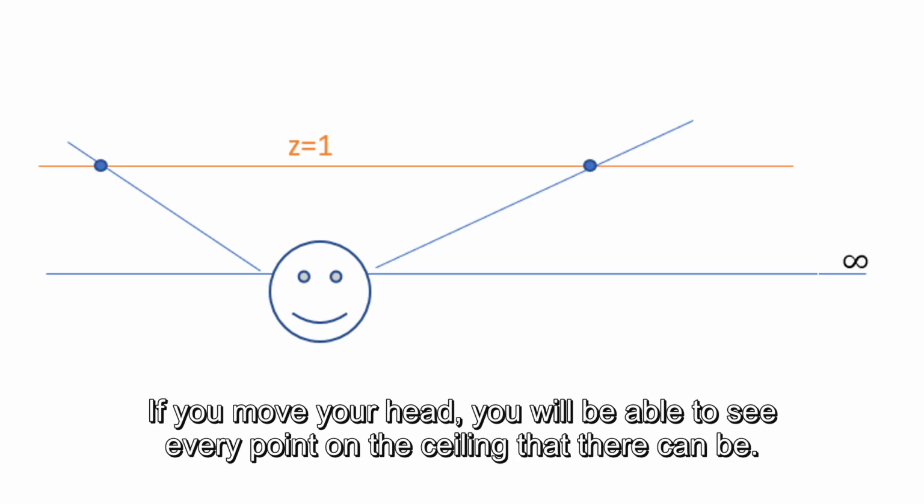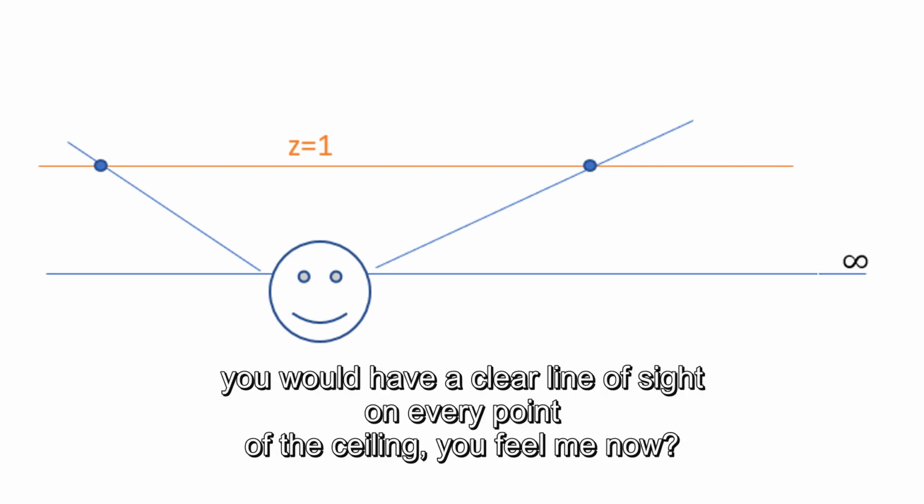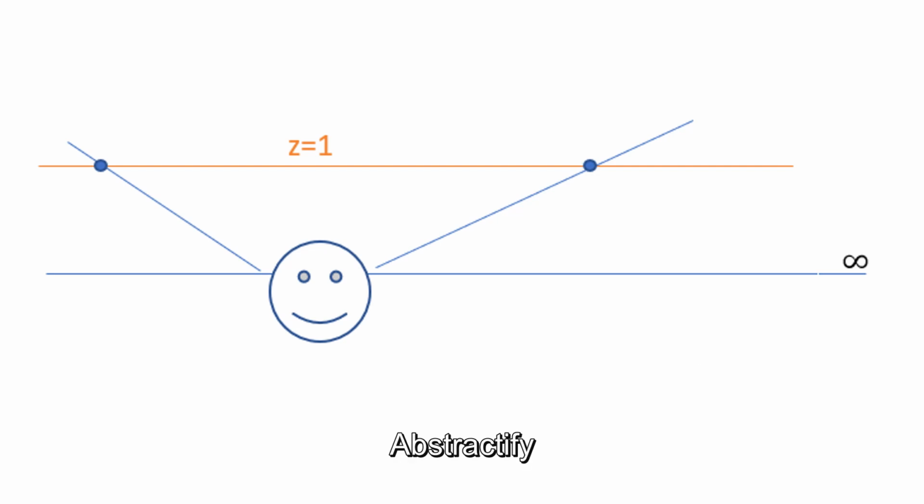If you move your head, you will be able to see every point on the ceiling that there can be. Now imagine the ceiling was infinitely large. With 20/20 vision, you could see really far. You would have a clear line of sight on every point of the ceiling. You feel me now? Stratified.